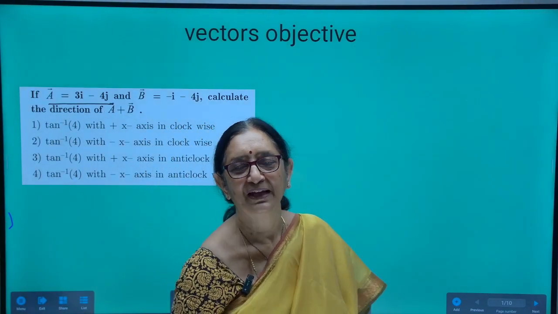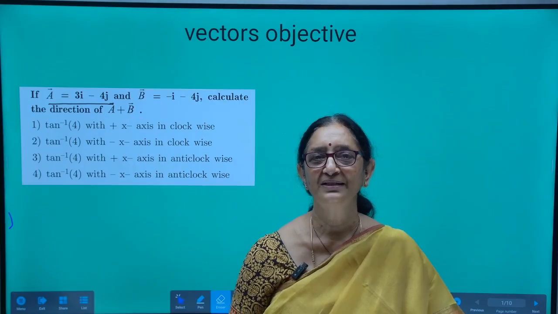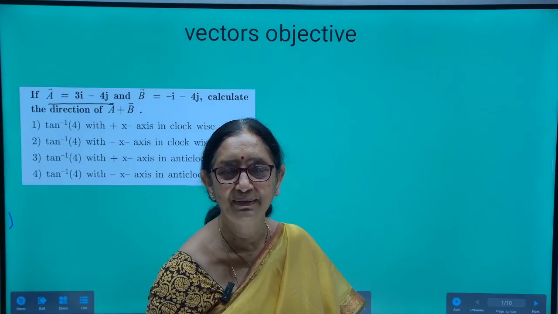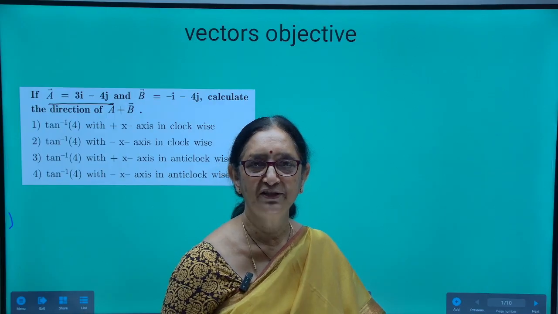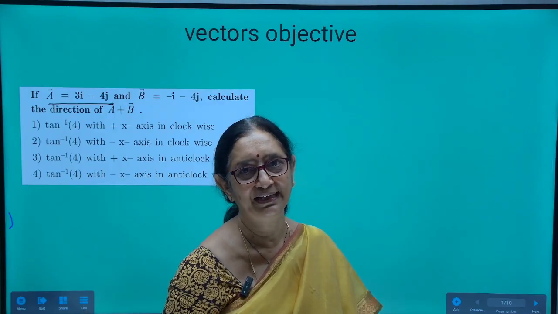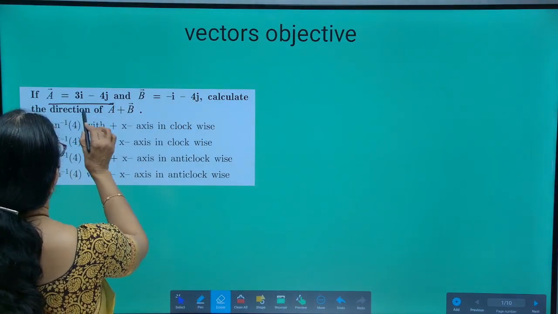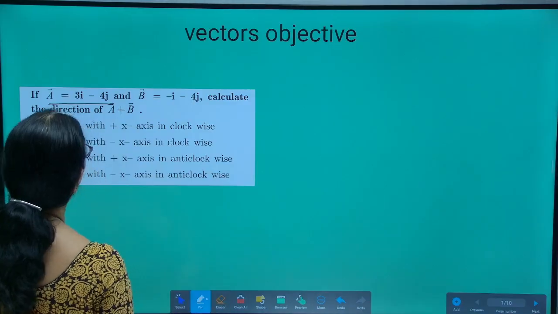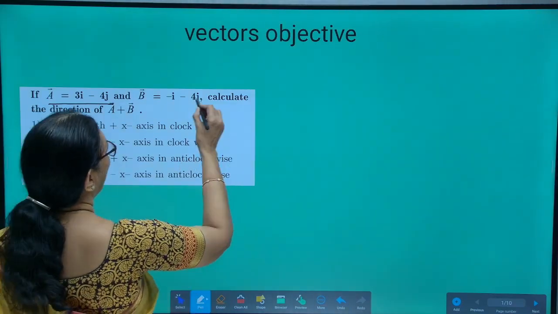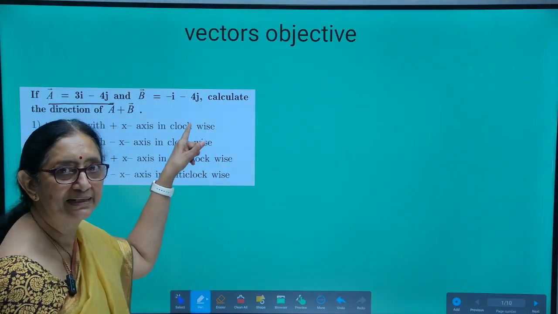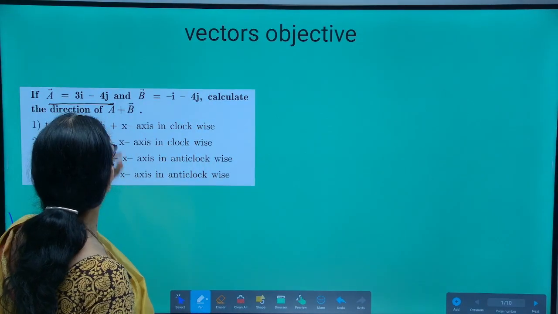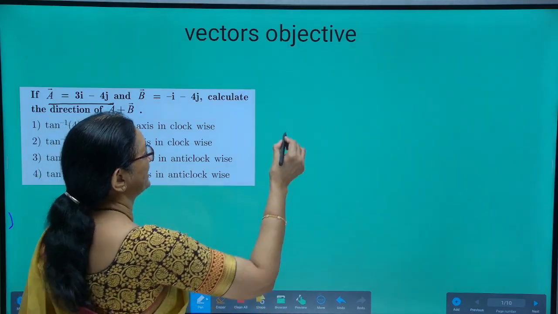Good morning. Today I am going to explain some problems based on elements of vectors at JEE Main level and NEET level. The first problem: A bar is given as 3i minus 4j and B bar is given as minus i minus 4j. Find the direction of A bar plus B bar.